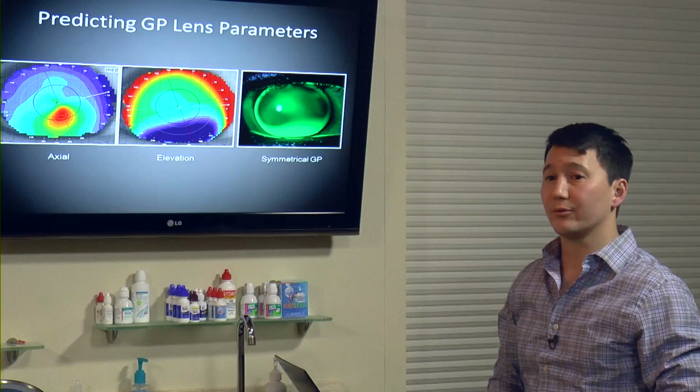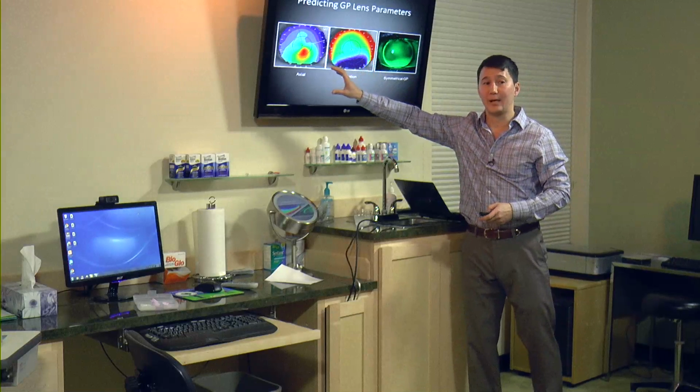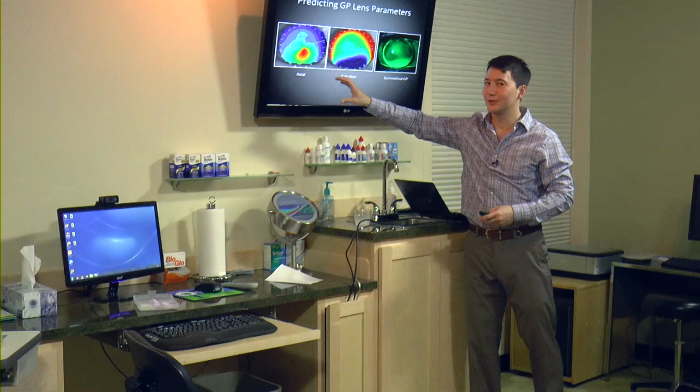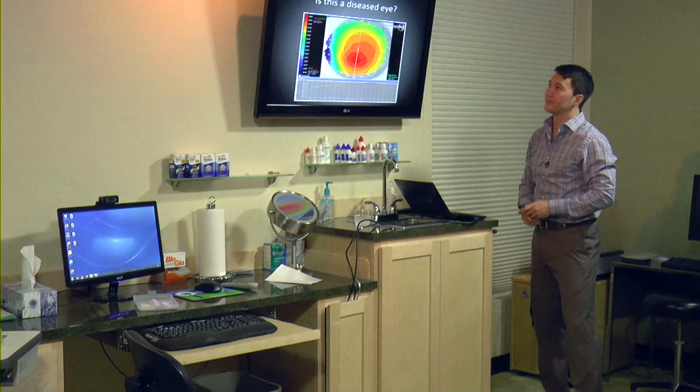But it's really important for practitioners to understand that an axial and a tangential map say the eye is red, it's curved. They don't say it's red, curved up or down. Same with blue, same with flat.